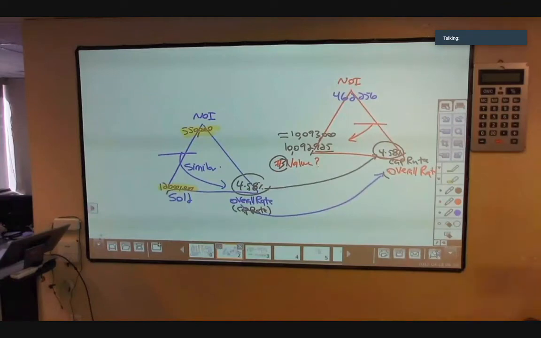Net operating income. This is the money you take home after paying the expenses for the building.